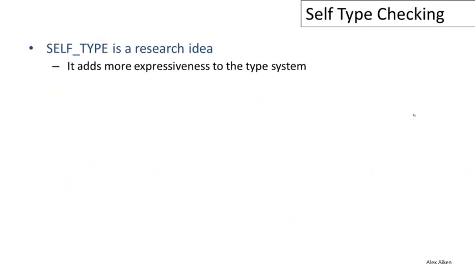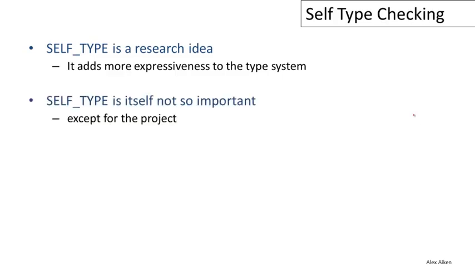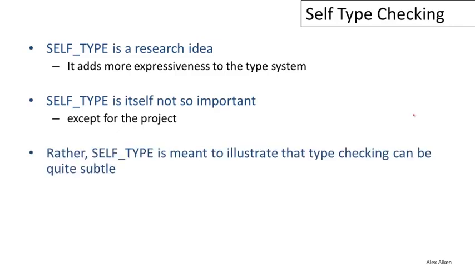To summarize our discussion of self-type, self-type is still a research idea. It adds more expressiveness to the type system, and I think that's easy to see, but you won't find self-type in mainstream languages. Self-type by itself, I think, is not so important, except for the project that you're going to implement. Rather, the reason for including self-type is to illustrate that type checking can be quite subtle.